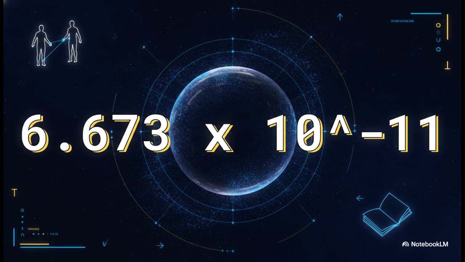Well, it all comes down to this exceptionally minuscule number right here, the universal gravitational constant, or big G. The value of G is 6.673 times 10 to the power of negative 11 newtons meter squared per kilogram squared. Guys, that is a decimal point, 10 zeros, and then a 6. Because this number is so incredibly tiny, the net gravitational pull generated between ordinary, small, everyday masses, like humans or books, evaluates to a microscopic fraction of a newton.